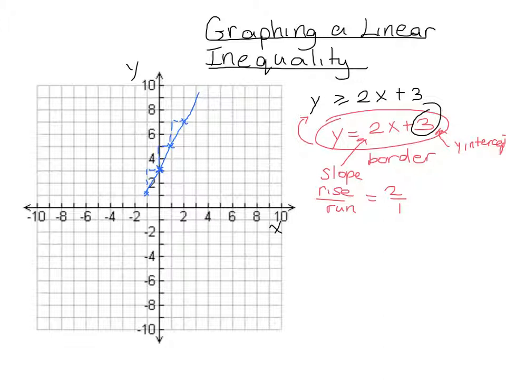Now here's an important thing for us to note. That line is actually a part of our solution, since y is greater than or equal to 2x plus 3. So that's a part of our solution. But where's the rest of our solution? Well, since y can be greater than that line, it can be more than that line, it can be higher than that line. So all of the solutions are higher than the line that we just drew, as well as on the line.